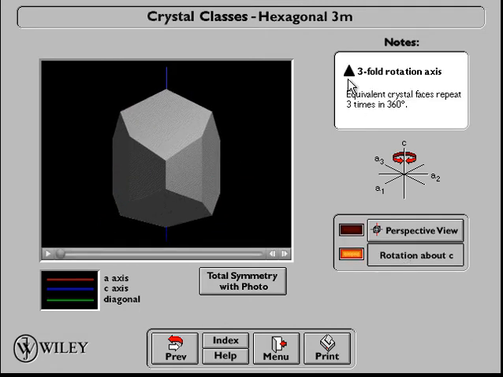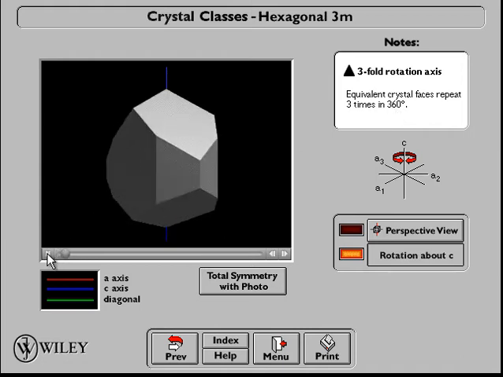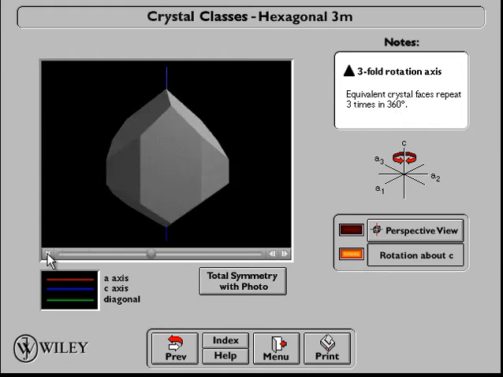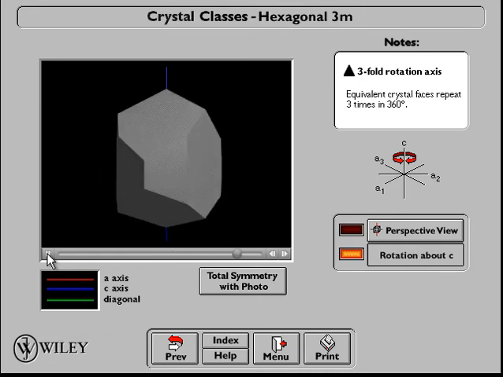So we have here the 3-fold rotation axis. Equivalent crystal faces repeat 3 times in 360 degrees, and that you can see here, 3 times. And here is the mirror. Then when you go down, you have the next mirror.